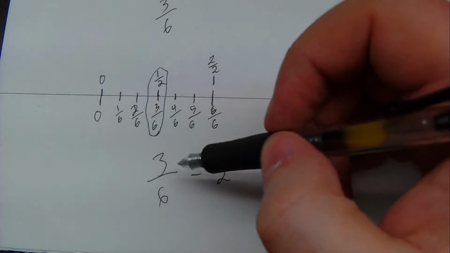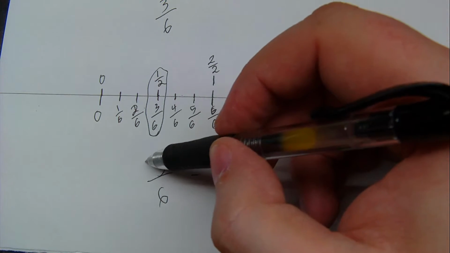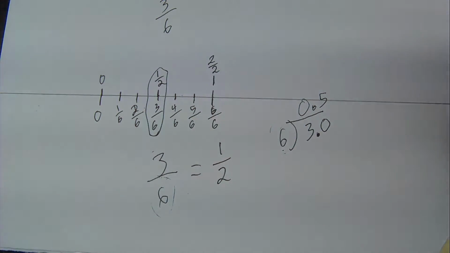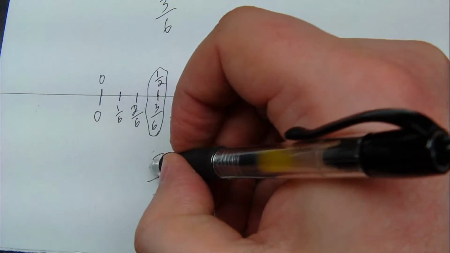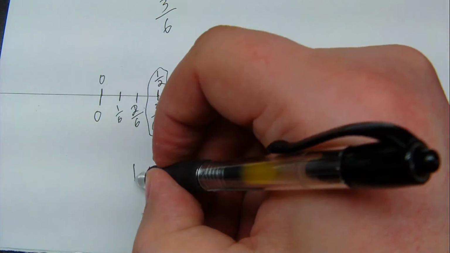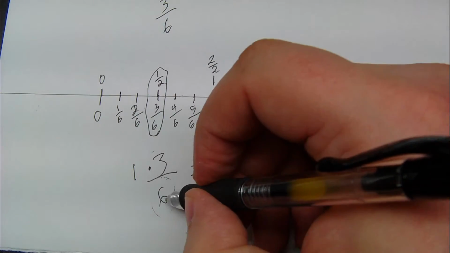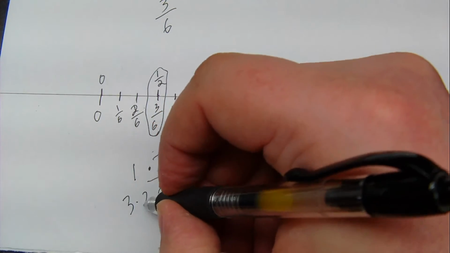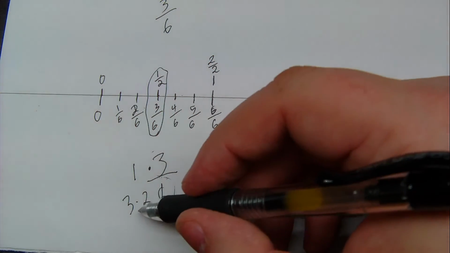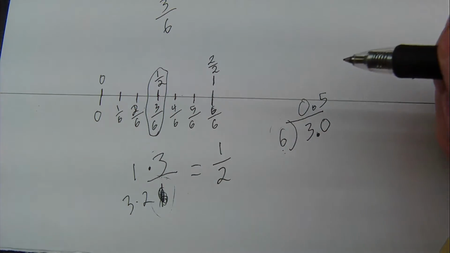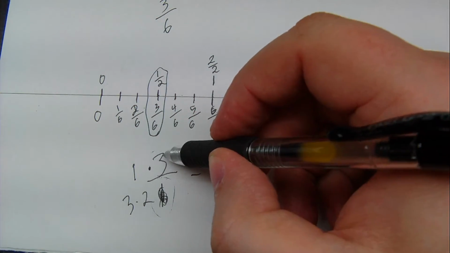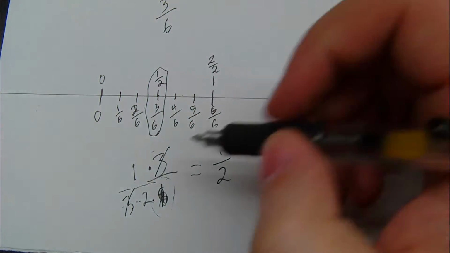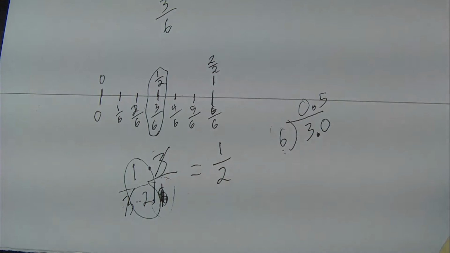So what I want to say here is I want to simplify this in terms of that. Now 3 is a prime number, but I consider this 3 as 3 times 1. And the 6, I can consider that to be 3 times 2. So I'm just going to substitute 3 times 2 for that 6 right there. And then I have 1 times 3 over 3 times 2. The 3's can cancel out, leaving me with a half.